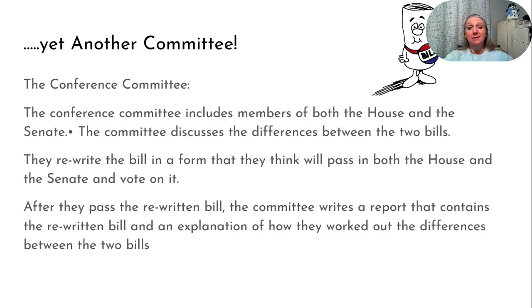Okay, yet another committee. The conference committee includes members of both the House and the Senate. So both members come together. The committee discusses the differences between the two bills, and they try to work out the differences. They try to come up with a compromise, write a single version that they think will pass both of their chambers. So they rewrite the bill in a form that they think will pass, and then they vote on it. After they pass the rewritten bill, the committee writes a report that contains the rewritten bill and an explanation of how they worked out the differences between the two bills. Yet another report that gets attached.